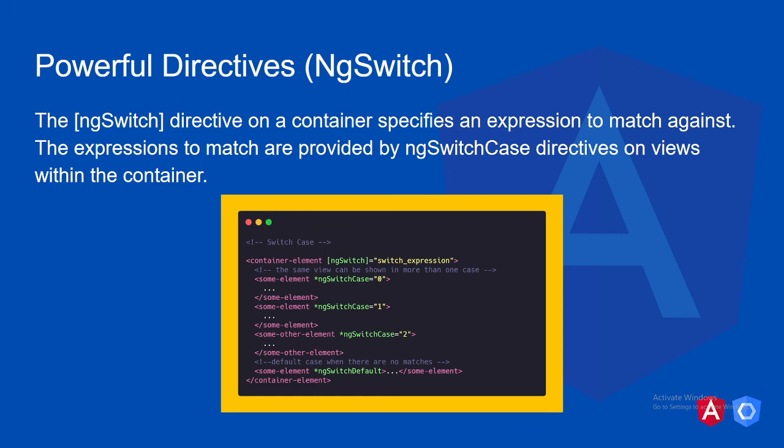The switch expression is maybe a condition, and inside that, there is a switch case for different types of items. If the switch case is 0, some element will be running, and if the switch case is 1, the second part will be running, and then the third. If there is a default, at last you have to add ngSwitchDefault. So if there isn't any match from the above cases, let's suppose I have 0, 1, 2, and my case is 3, then the default will be running in this situation.